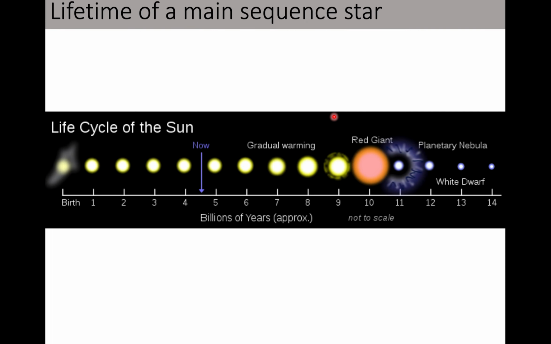So here is the lifetime of an average main sequence star, specifically our sun. So from birth through the main sequence, it's gradually warming, and then what happens after is what we're going to get into next week. So about now, our sun is a little more than 4.5 billion years old, so it is within the main sequence part of its life.